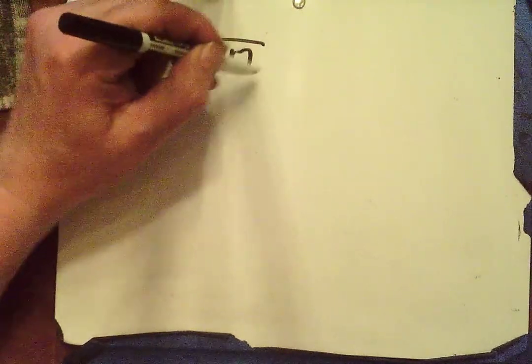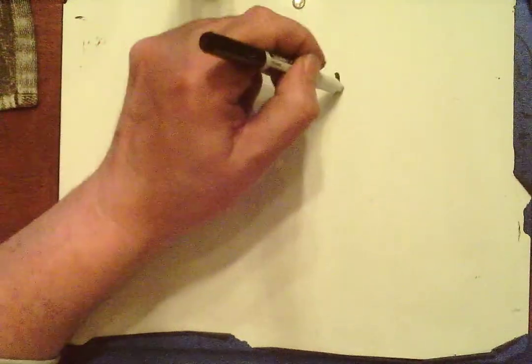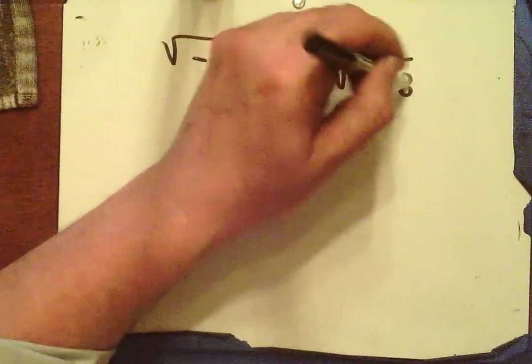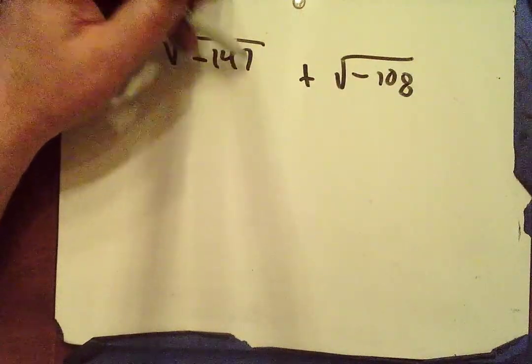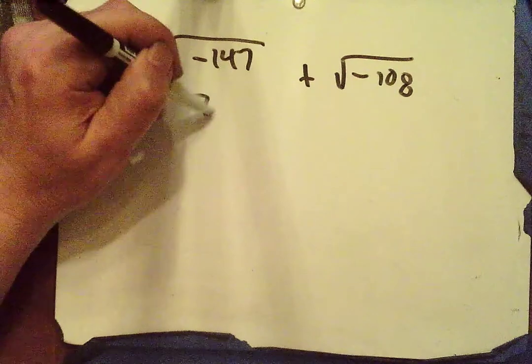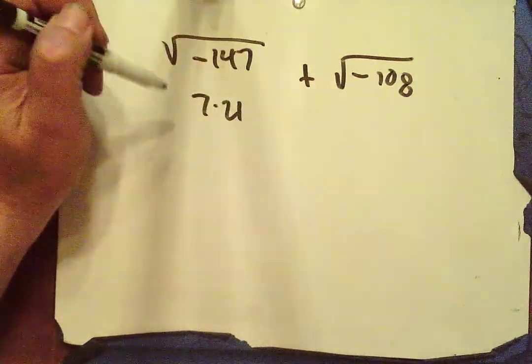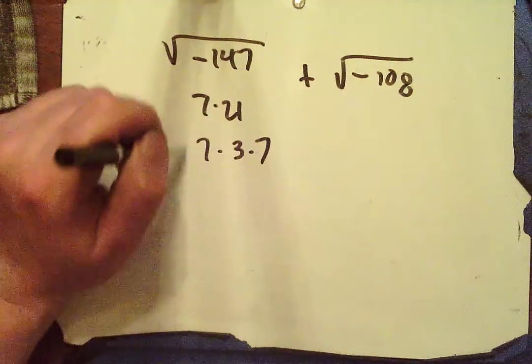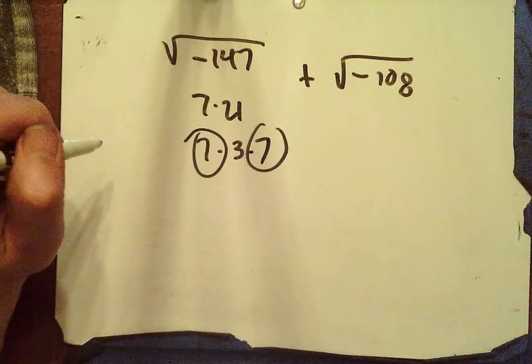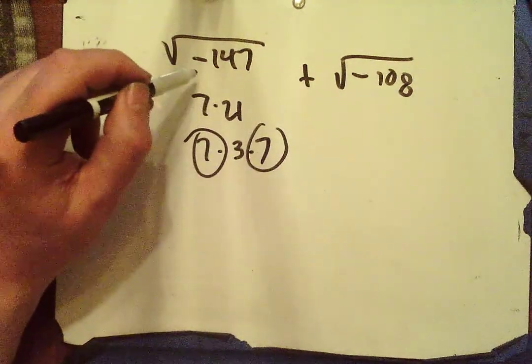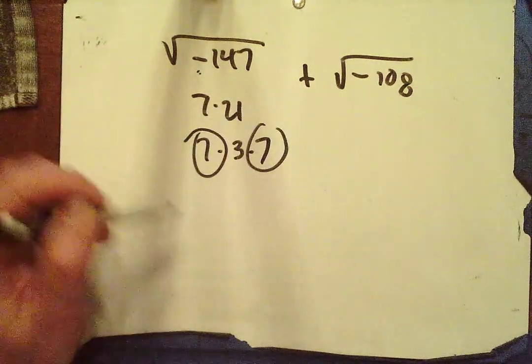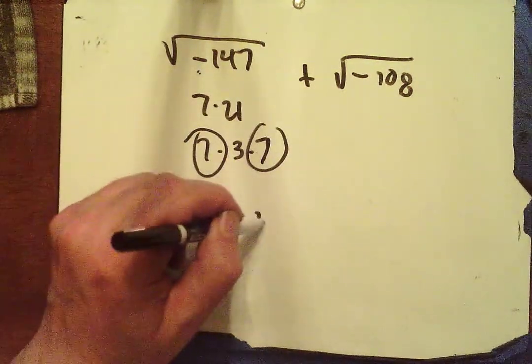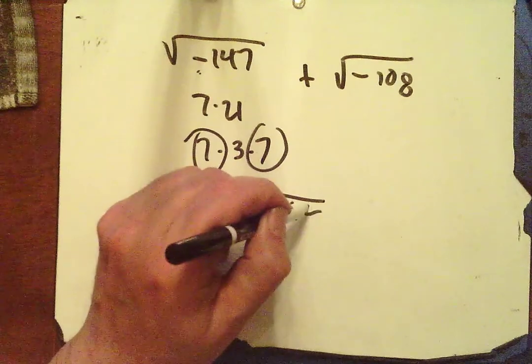B, square root of negative 147 plus square root of negative 108. Well, this is divisible by 7. This is 7 times 21. 21 is 3 times 7. So I got a pair of 7s that can come out, or a 7 can come out, and see those negatives? I'm just feeling all twitchy that I haven't taken them out already.